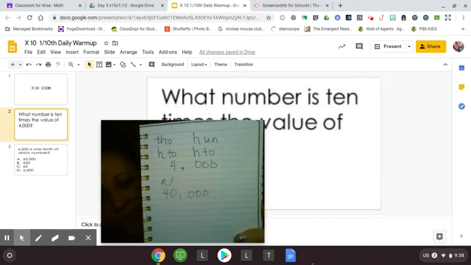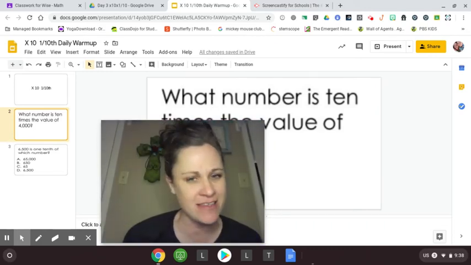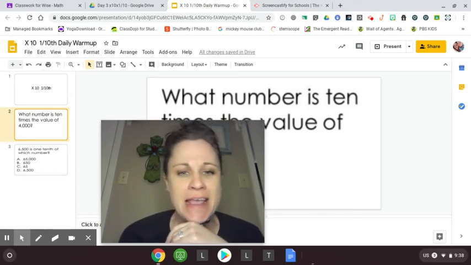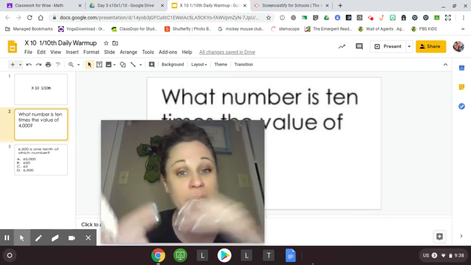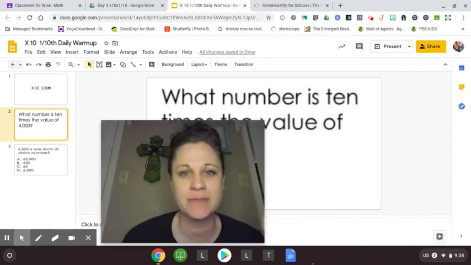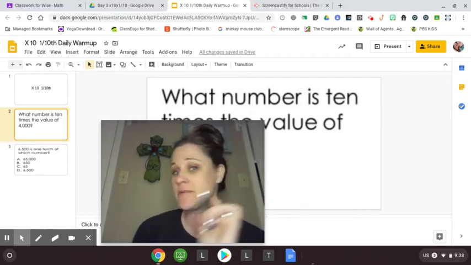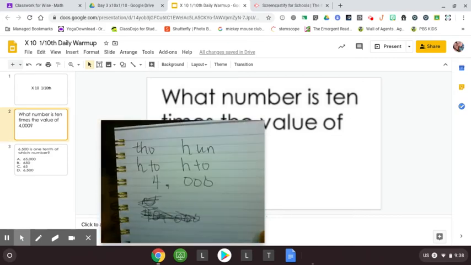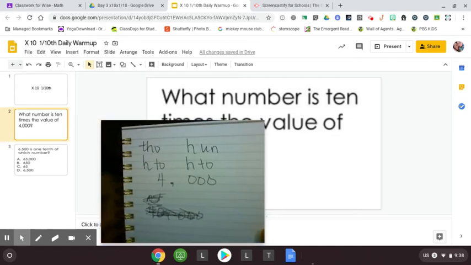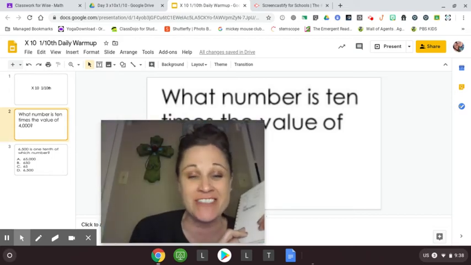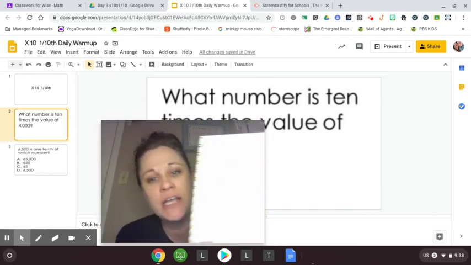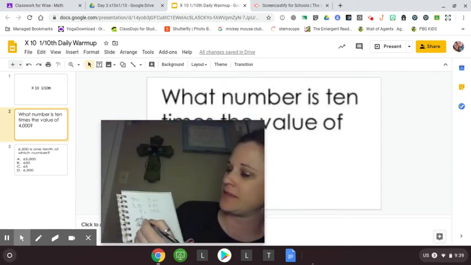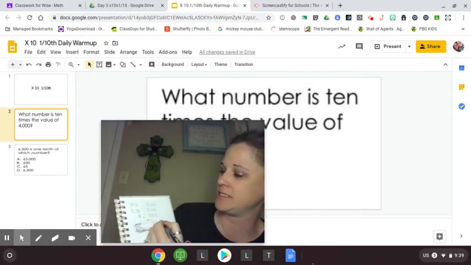What if I were to take 4,000 and make it a tenth? What would happen if I were to take 4,000 and make it a tenth of that? Would it get bigger or would it get smaller? Would I shift it to the left or would I shift it to the right? Think about it. Yeah, this time I'm going to shift it the other way. I'm going to make it smaller. So instead of it being in the thousands, it's going to shift over one place to the hundreds, and it's going to make 400.